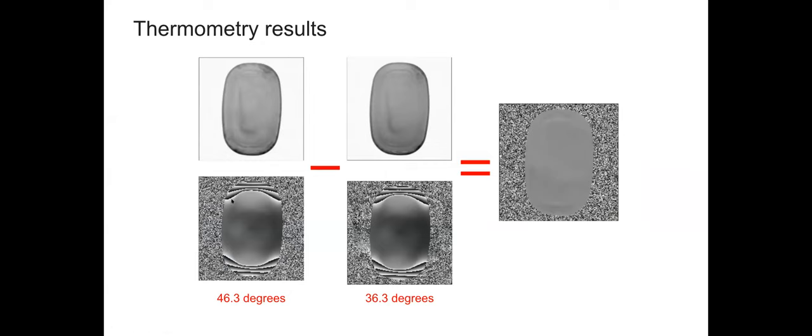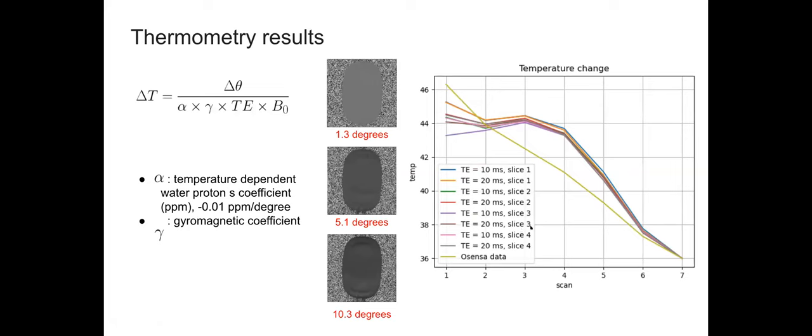As you can see, these are respectively the magnitude and phase results of the scans at 46.3 degrees and 36.3 degrees of the same slice and the same echo time. If we take the phase difference between the two scans, we can get the result on the right side. It had been derived that the change in temperature is directly proportional to the change in phase, and phase change is determined by the water proton shielding coefficient, which is around negative 0.01 parts per million per degree centigrade, the echo time, and the Larmor frequency. Therefore, we can perform a simple calculation to extract the temperature change.